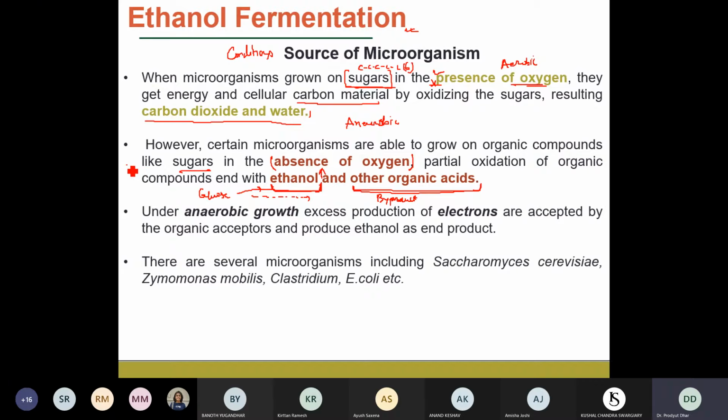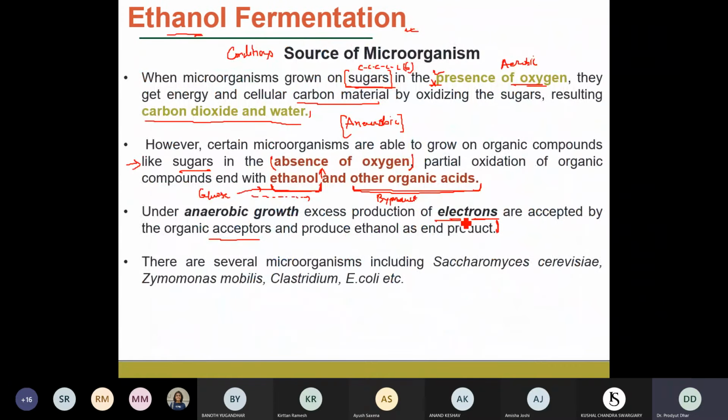One important point to note is that the production of ethanol takes place under anaerobic conditions. This is because of the partial oxidation of whatever sugars are there as a carbon source, which leads to the formation of ethanol. Also, anaerobic growth leads to the production of electrons, and these electrons are accepted by organic acceptors to produce ethanol as an end product. This line may look a bit confusing to all of you, but we will look into the biochemical pathway, and then you can understand.